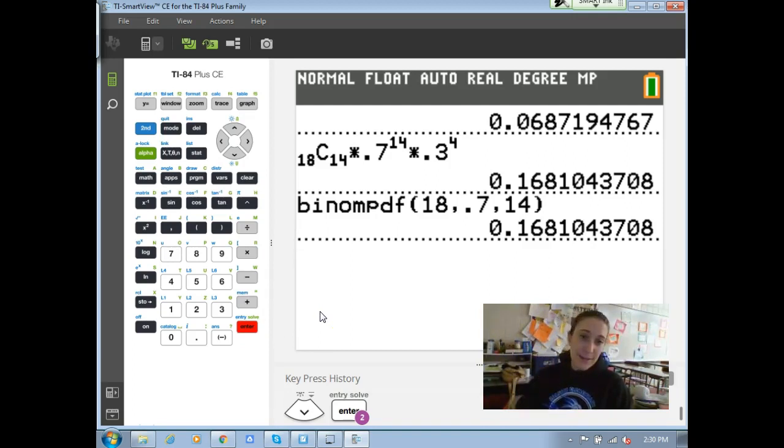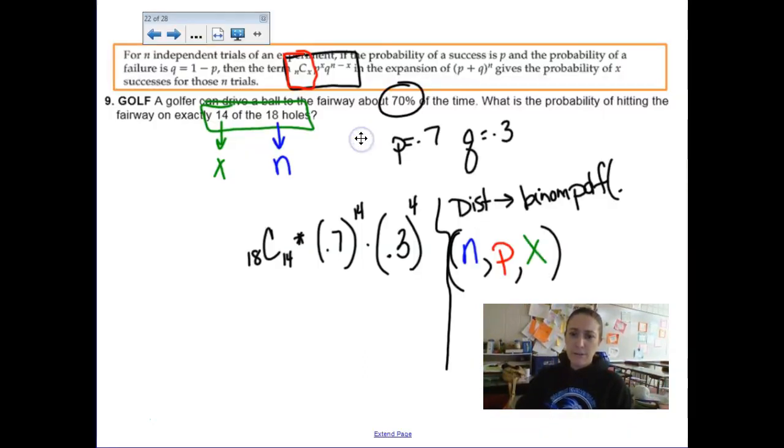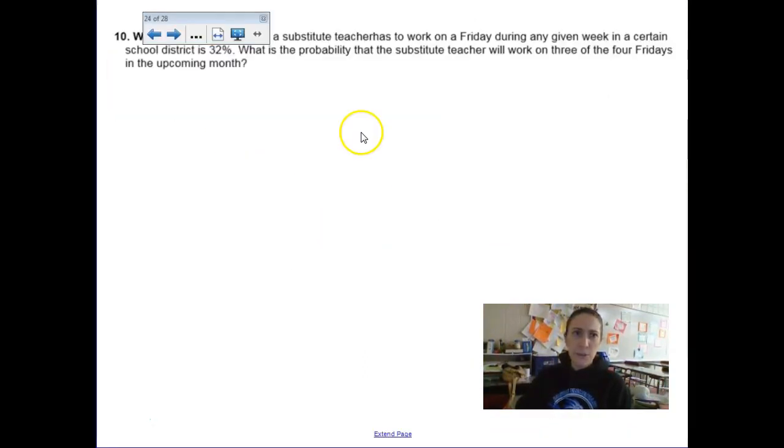So get your hands on a TI-84, even an 83 will do it, I believe. Any TI graphing calculator will have the option for some probability distributions. The newer the model, the more cool features you see, though. All right, so from here on out, no more of that combination formula. I'm using Binomial PDF from here on out. So apologies if you're doing it the old school way.